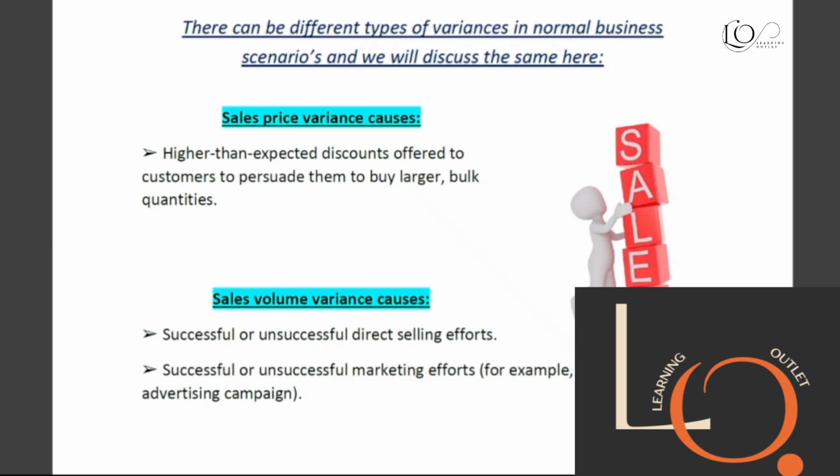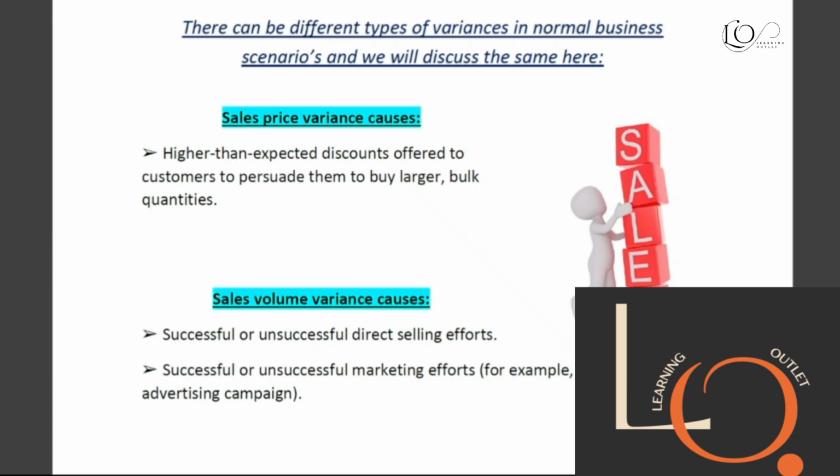Now, variances are generally split into two parts. The price variance, which means the price can go up or down. Second, the volume variance, which means the quantity can also go up or down, right? So sales price variance can occur, let's say, because you received a huge bulk order discount. Your price went down. Secondly, let's say prices increased.